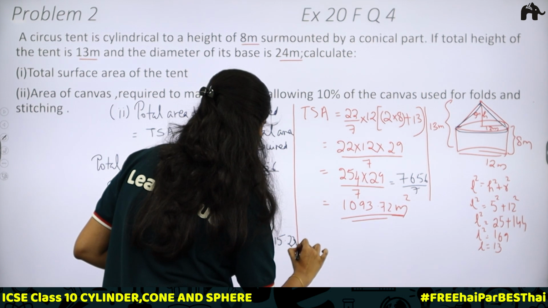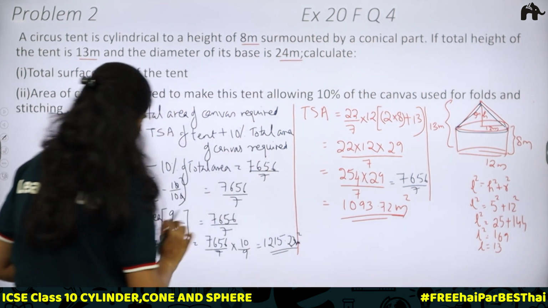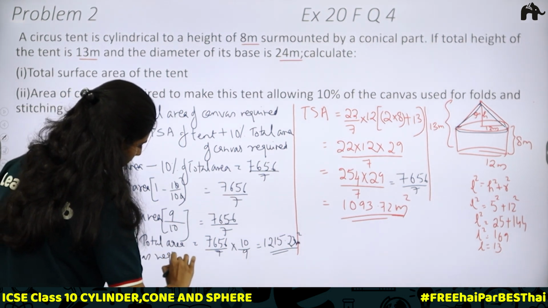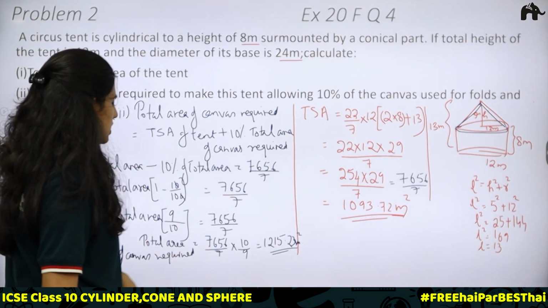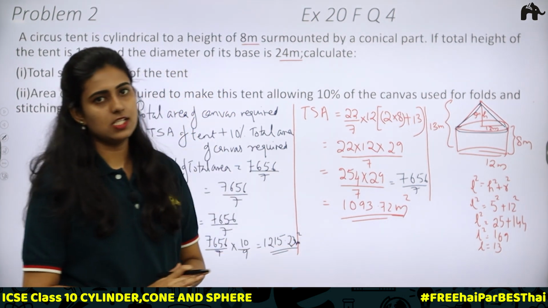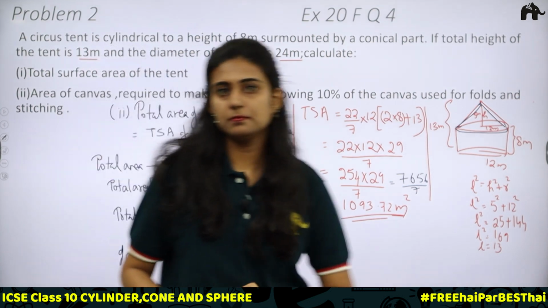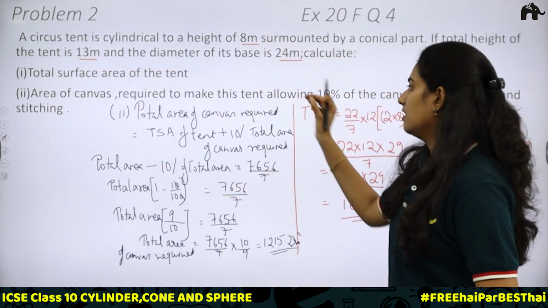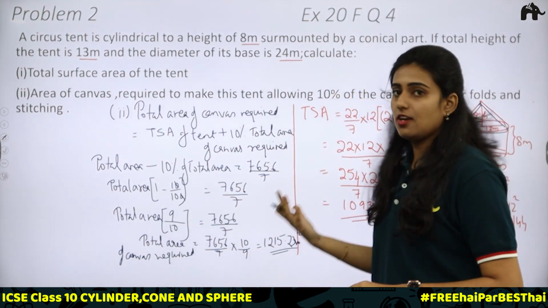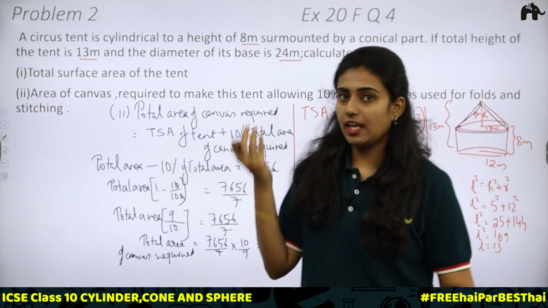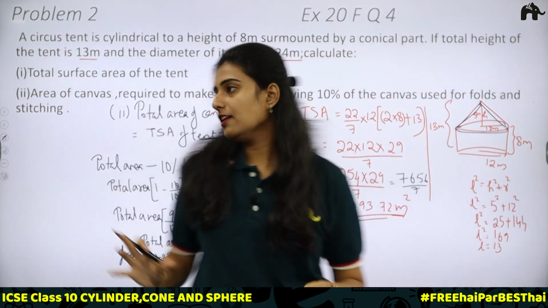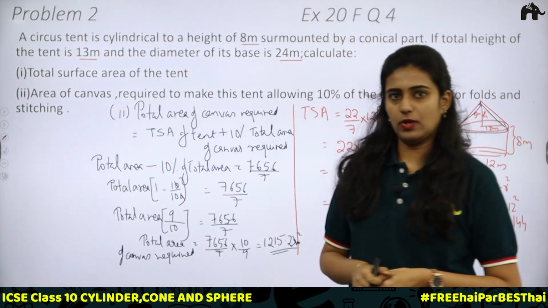1215.23 meter square. Okay, so this is the total area of canvas required. The total area of canvas required is equal to 1215.23 meter square. Understood this problem? Remember, the area of canvas required is not just the total surface area of tent. It includes the area that goes for stitching and folds. You will have to add that as well and then find the total area of canvas required.